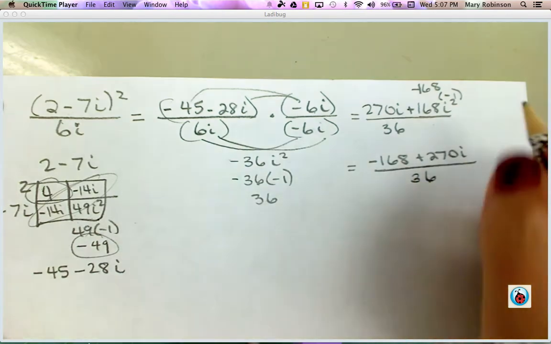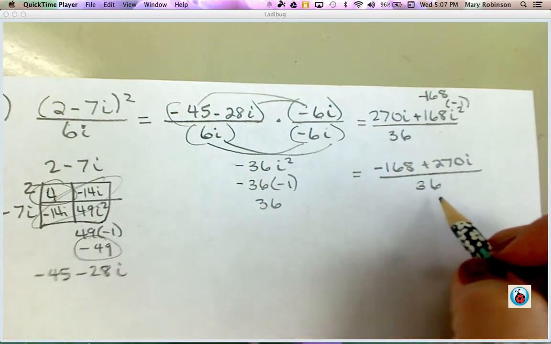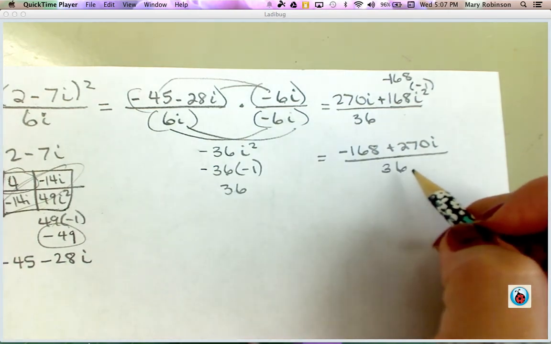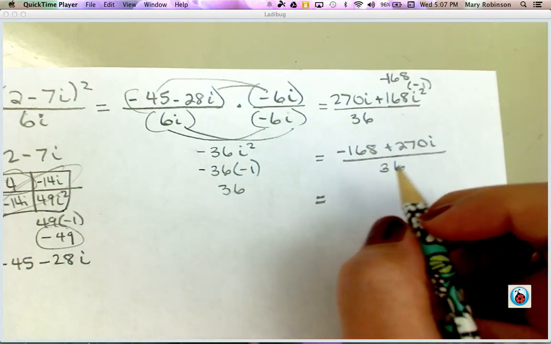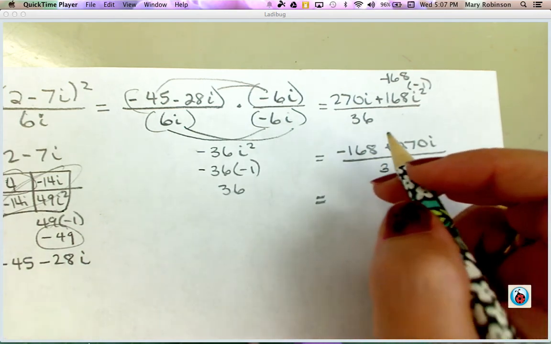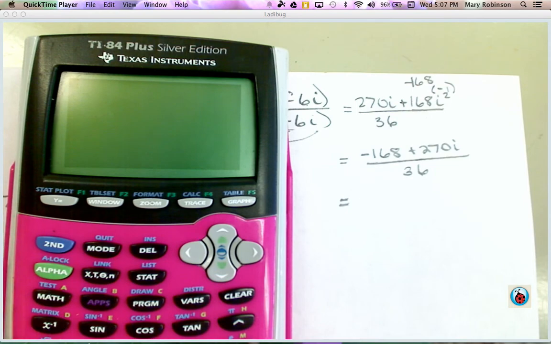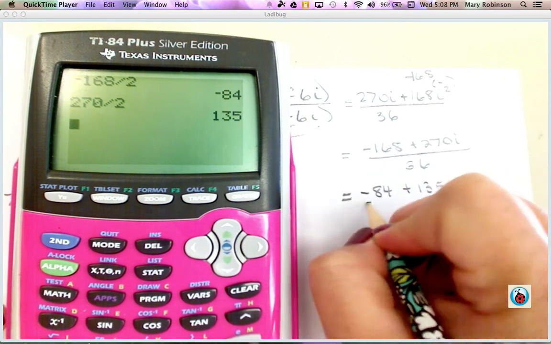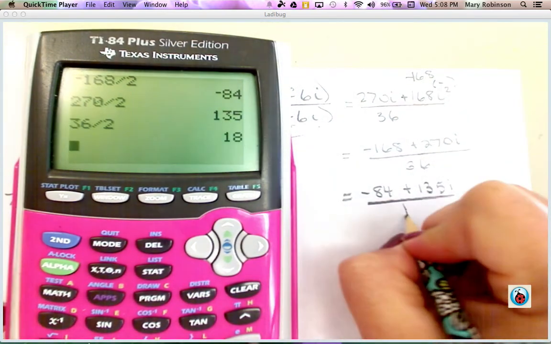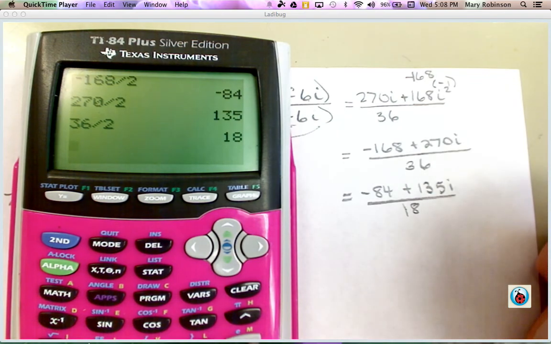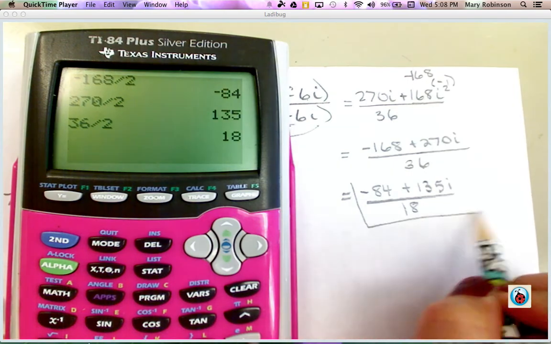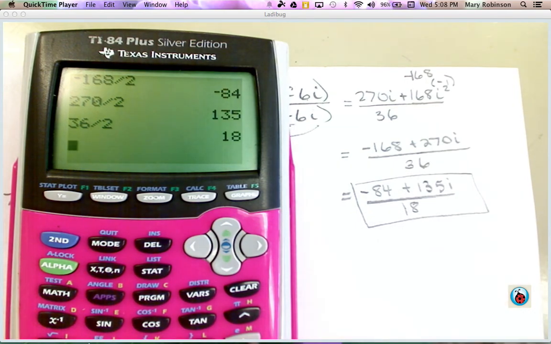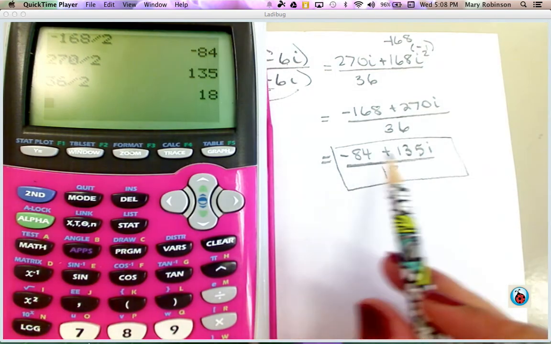Now if you take a look at 168 and 270 and 36, you notice that all three terms are divisible by a common factor. I don't know what that factor is, but I know that all three numbers are even, so I'm just going to start by dividing by 2. So negative 168 divided by 2 is negative 84. Now if I can reduce again, I will. If I divide by 2, I get 135, bring down my i. 36 divided by 2 is 18. Now, I don't think there's any other common factor for those, so we are going to just leave it like that. But it's got to be simplified. Make sure you have your real part, then your imaginary part.